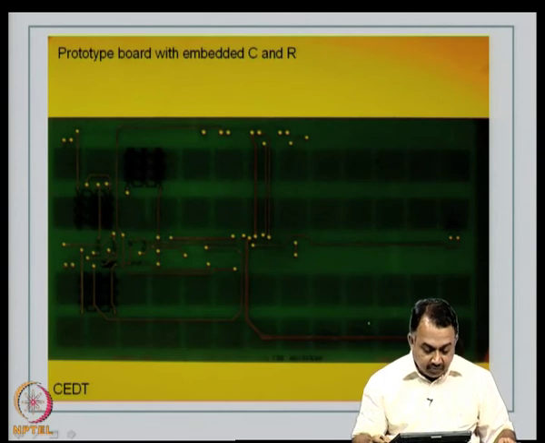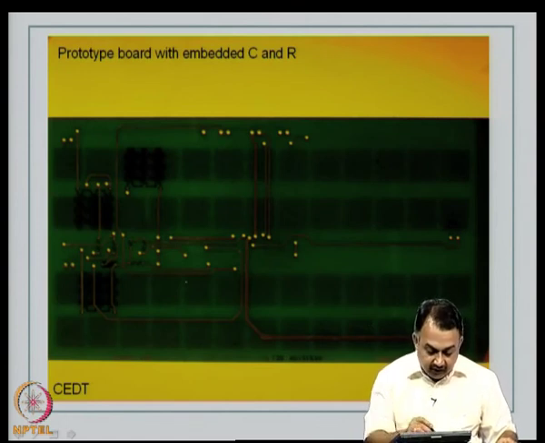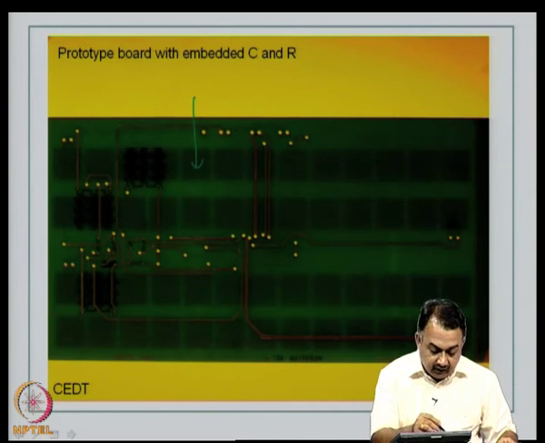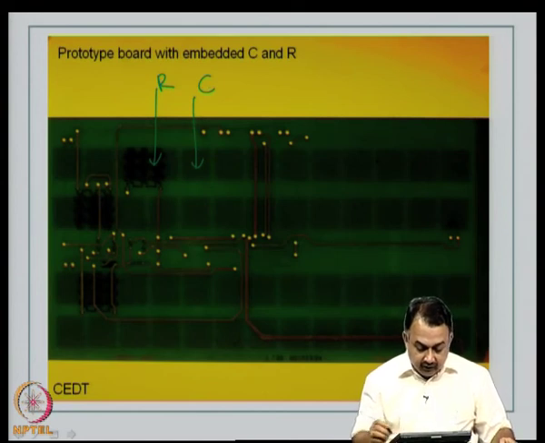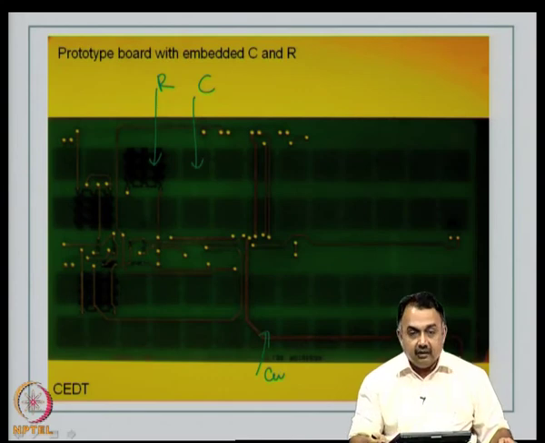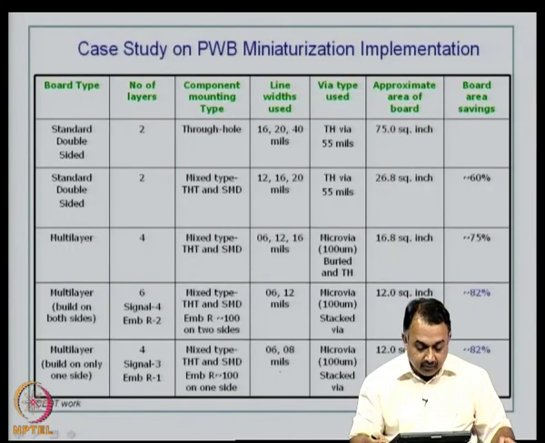And here you can see a prototype with embedded C here, and then these are embedded resistors. This you can see in the background. So, the top copper layer has been built over the inner capacitor and resistor layers. So, this is a working prototype board.